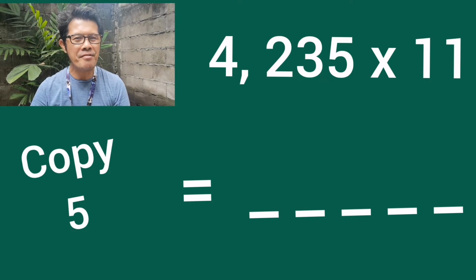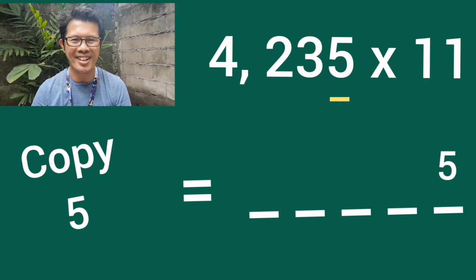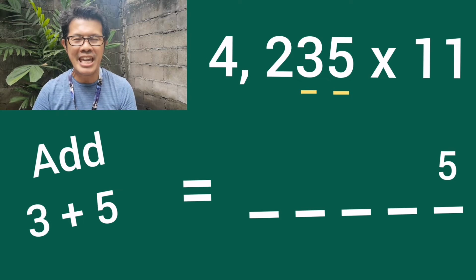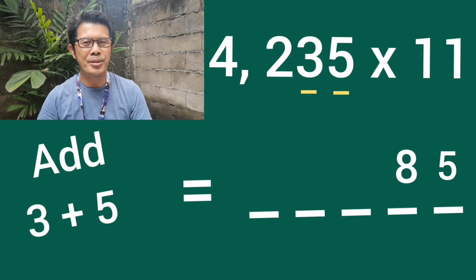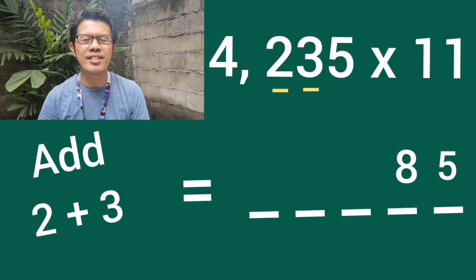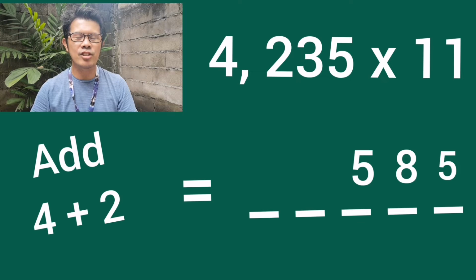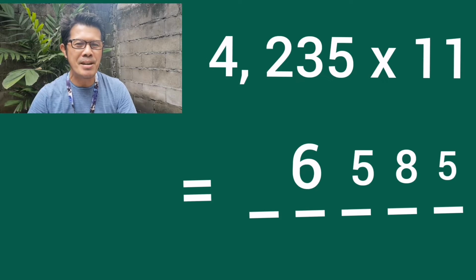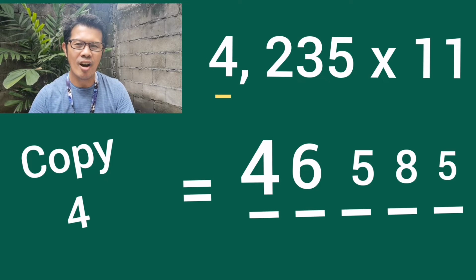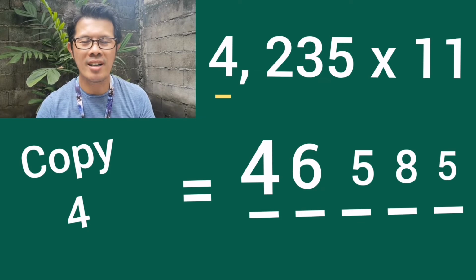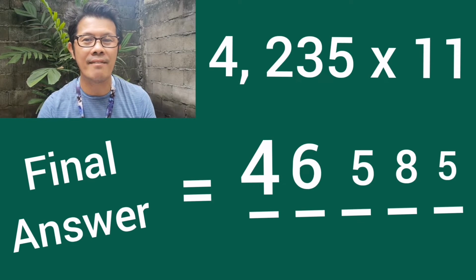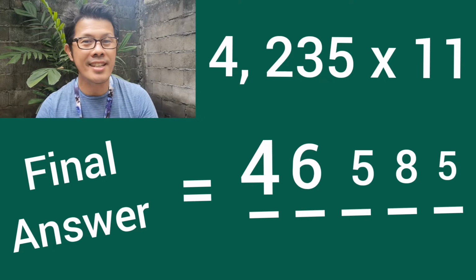Step 1. Copy 5 as the units digit of the product. Step 2. Add 3 and 5 to get the tens digit of the product, which is 8. Step 3. Add 2 and 3 to get the hundreds digit of the product, which is 5. Step 4. Add 4 and 2 to get the next digit, 6. And step 5. Copy 4 as the 10,000th digit of the product. Therefore, 4,235 times 11 is equal to 46,585.